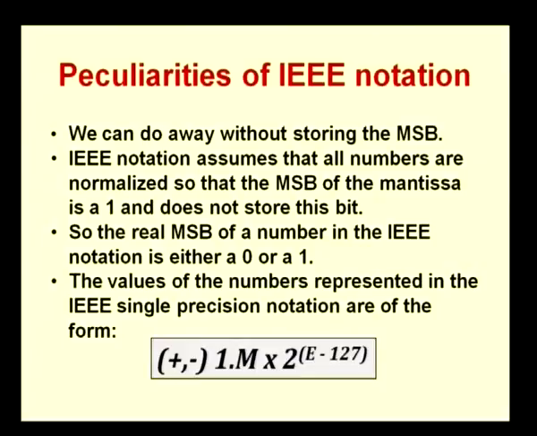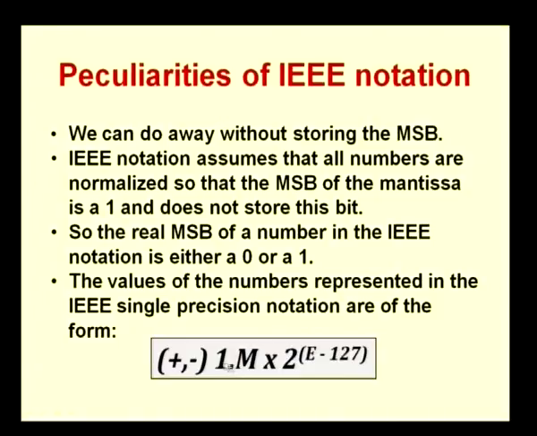So, with this representation in the IEEE notation, you can write it like this. It is normally specified as plus or minus 1 point mantissa into 2 to the power of e minus 127. This is the actual value of the number that can be represented using the single precision notation. So, what we mean by e minus 127 is that your e value will be in an excess 127 representation. So, you have to subtract 127 from that to get the original value.